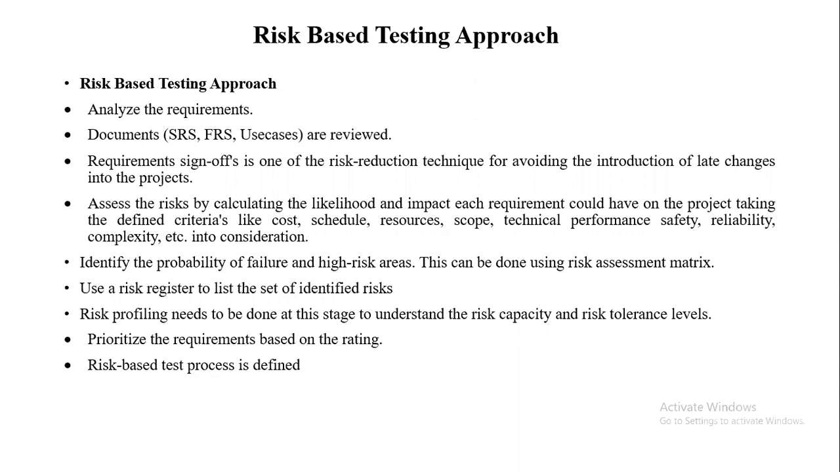Okay, so the next one is to identify the probability of failure and high risk areas. As I told, when we identify that, it will be quite easy for us to handle the risk also, right? So we have to identify the probability of failure and high risk areas. Again, this will be done by a risk assessment matrix. We use a risk register to list the identifiers that we have already discussed, and risk profiling also will be done at this stage to understand the risk capacity and risk tolerance level, how much capacity it has and what the tolerance level is.